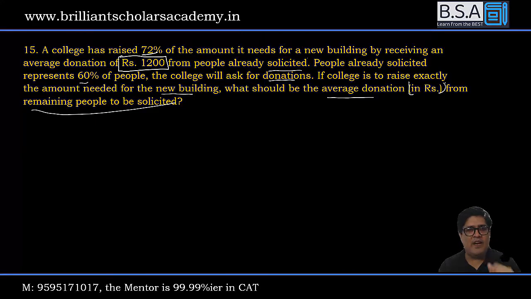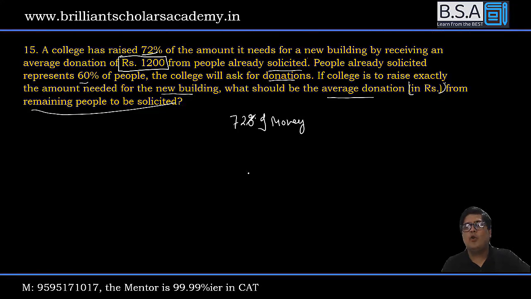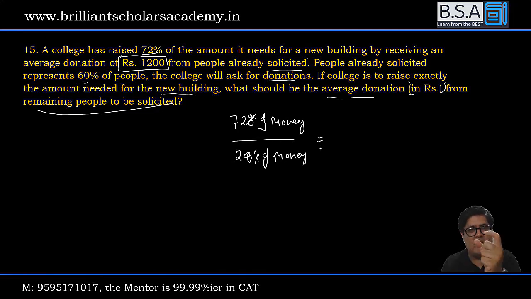So this kind of question can be solved simply. See, how much money have they got? They have collected 72% of the money they need. How much more do they need to meet the target? They will need 28% of the money more. How much money is that? You and I do not know. Could be a lakh, could be a crore, we do not know. Now to collect this, how much money has one person given on an average? 1200 rupees. One person has given.